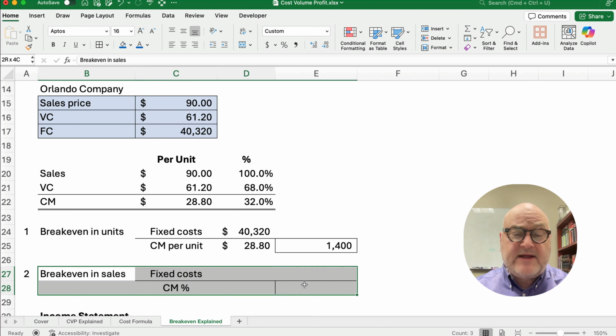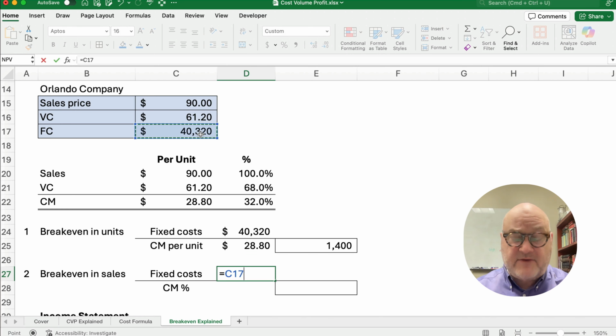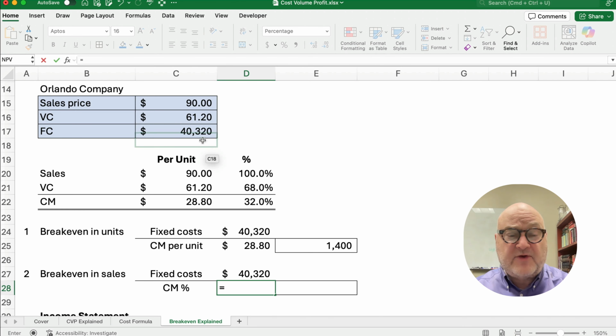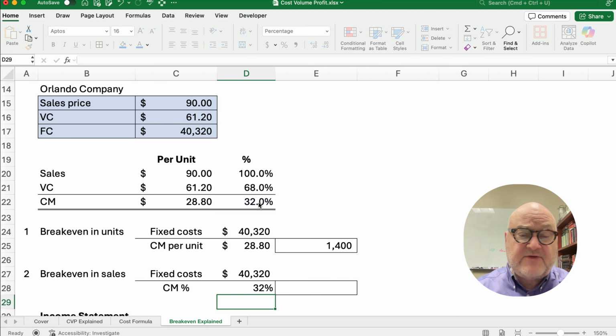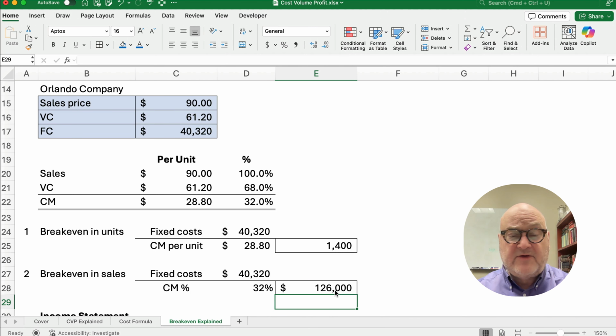Well, what is our break-even in sales dollars? Well, it's going to be the 1,400 times 90. Or we can just calculate it directly. So it's the 40,320 divided by the contribution margin percentage of 32%. I've already formatted for dollars. So it's $126,000 of sales. And then you get the advantage of avoiding a loss, right? You've got to do a lot to avoid that loss because you have a fixed cost of $40,320.